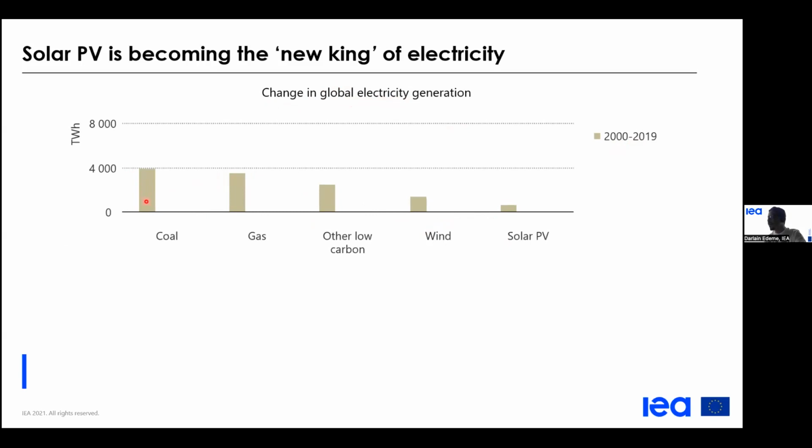You can see how in these two decades we had different trends with respect to different technologies. We can see how coal increased. We can see that in the past two decades, solar PV was, among these five categories, the source from which the lowest amount of electricity was coming.